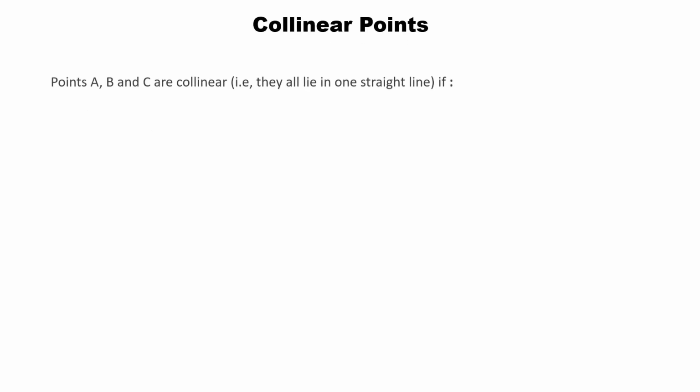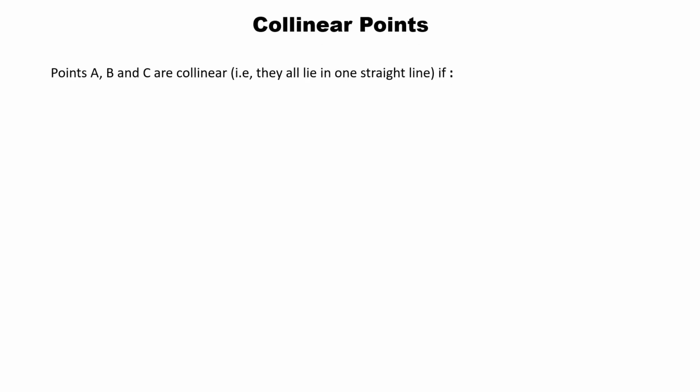Collinear simply means the points lie in the same straight line. If we have 3 points A, B, and C, these points are only collinear if, firstly, AB is parallel to BC, that is, AB equals kBC, and secondly, point B should be a common point. Let me illustrate this on a diagram.